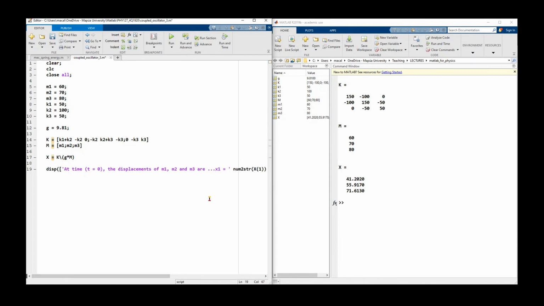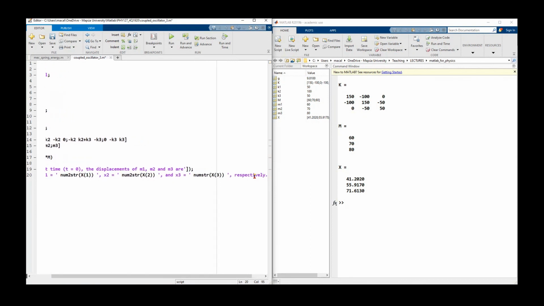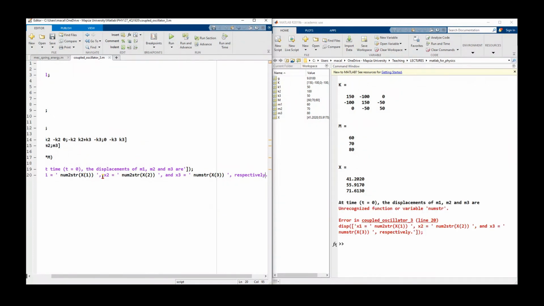okay, let me put it here. And let's have another display at the bottom. And this should be respectively. Okay, so let's run. Oh, sorry, this should be num2str.